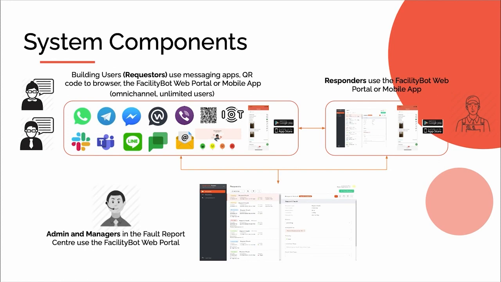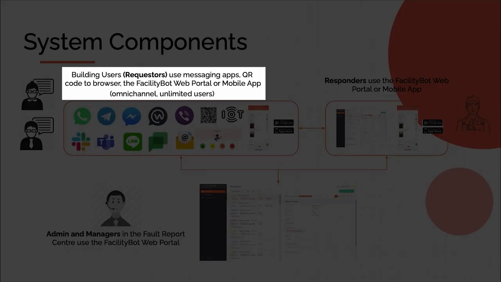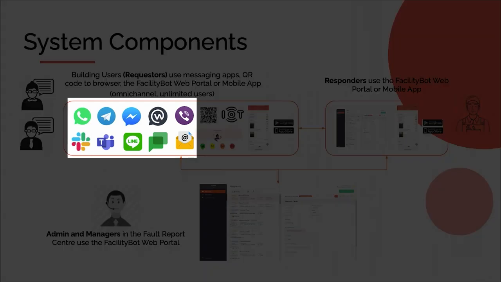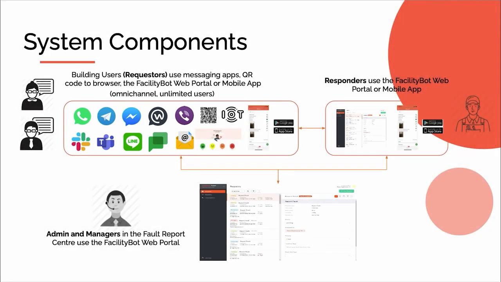FacilityBot takes a messaging-first approach to facilitate interactions with building occupants. Building occupants, known as requesters in FacilityBot, can choose from various channels to interact with FacilityBot. Most requesters use messaging platforms that they already are familiar with, such as WhatsApp, Telegram, Facebook Messenger, Facebook Workplace, Line, Google Chat, Viber, Slack, and Teams to interact with FacilityBot. Requesters can use email or web forms to create requests in FacilityBot.